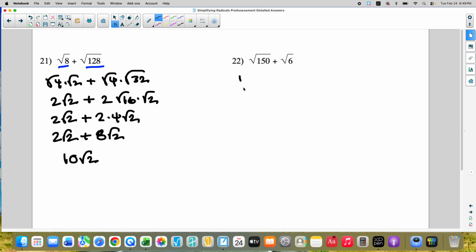150, rad 25. And that goes in 6 times, so that's 5 rad 6. And we have this rad 6 that comes down and along. Now we have like terms, add their coefficients, 6 rad 6. There's a 5 there, there's a 1 there.